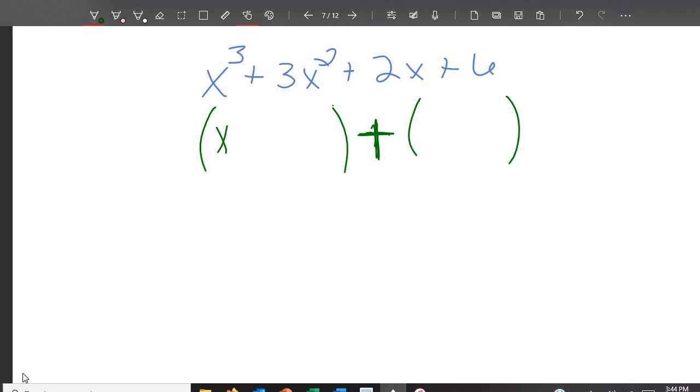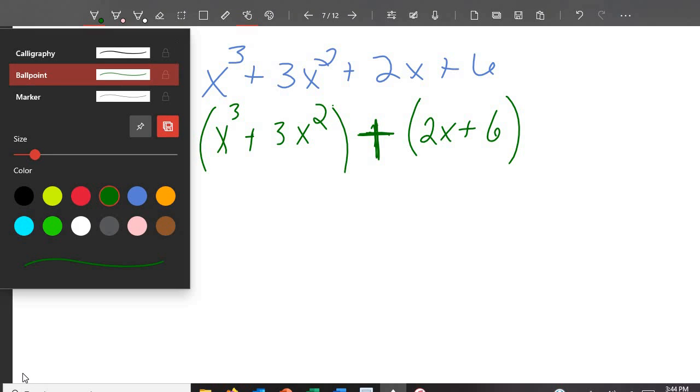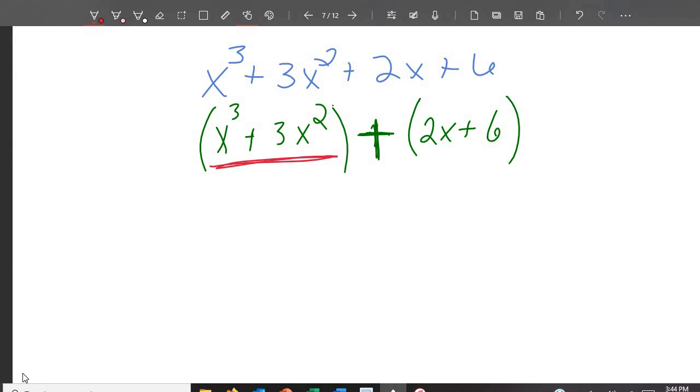We take the first 2 terms. We put them in the first parentheses. We take the second 2 terms, put them in the second parentheses. Here, we're looking for a GCF, just like the previous section. Notice both of these have x's, and the largest exponent is x squared. So we're going to take x squared away from everything, and we're left with x plus 3. We got a plus sign. Then we look at this parentheses and we want to see what they have in common.